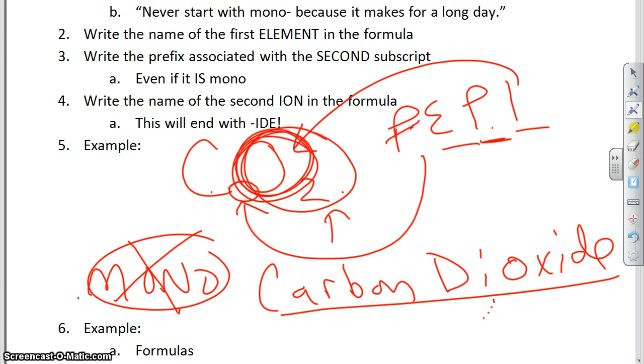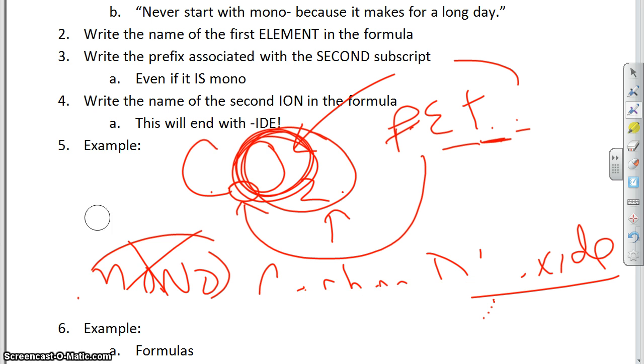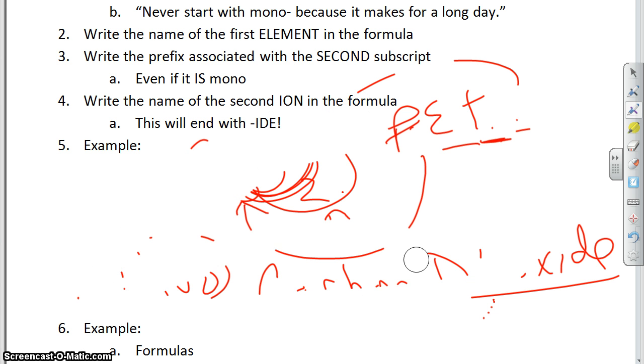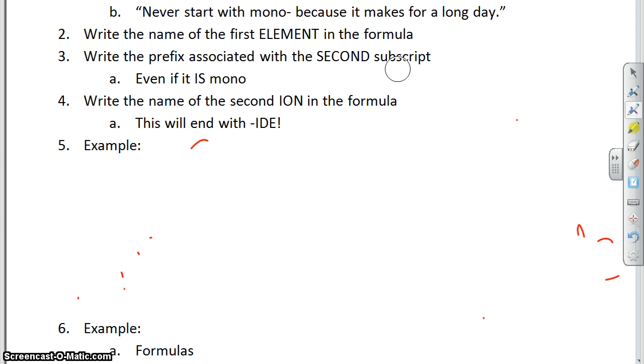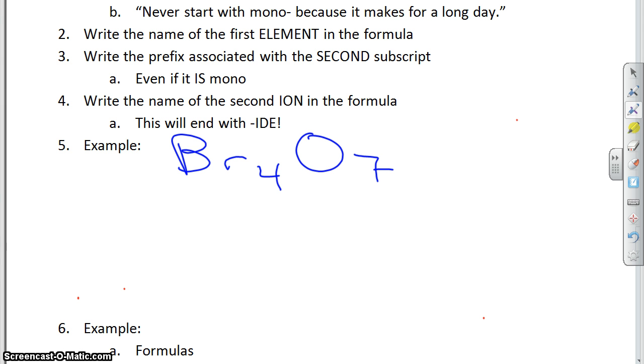Now, let's try a different one. Should have got the white screen here, but I didn't. Oh well. So let's do a different one. Let's go with Br4O7. Not sure if that exists. I'm guessing it doesn't, but that's okay. We can still name it whether it exists or not.